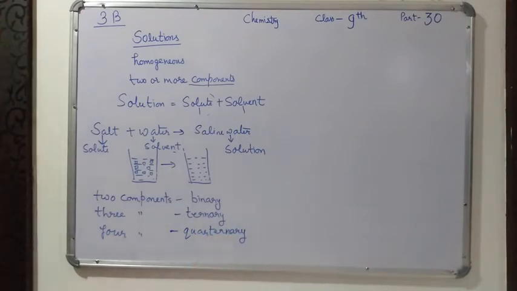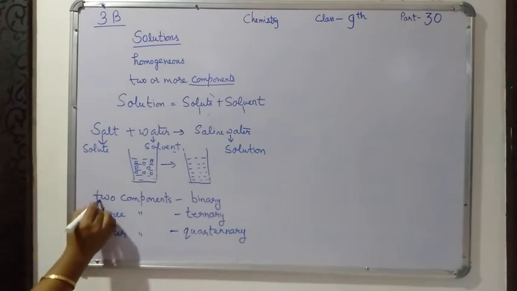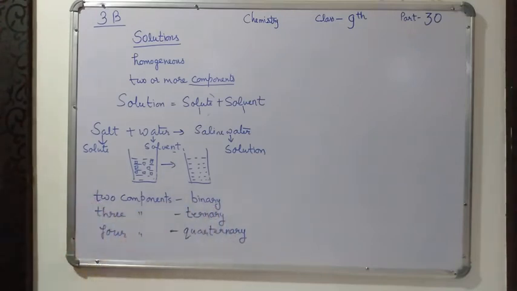So I hope you understood. When the solution is made up of two components, it is called binary solution. When it is made up of three components, it is called ternary solution. When it is made up of four components, it is called quaternary solution.